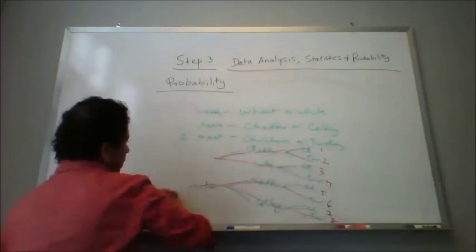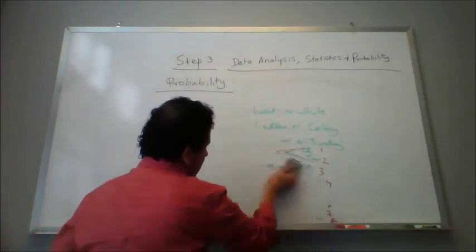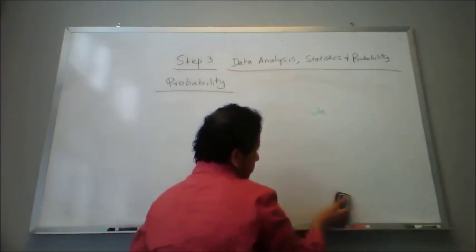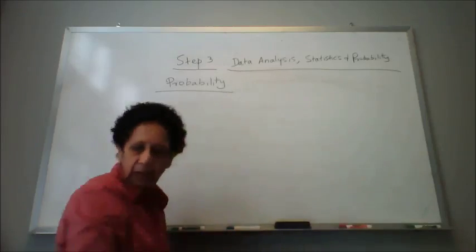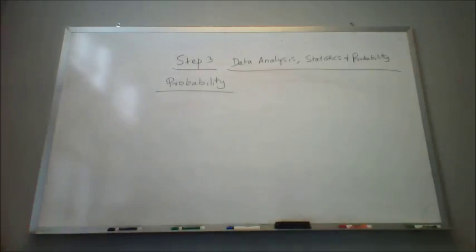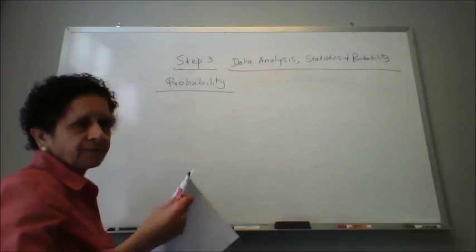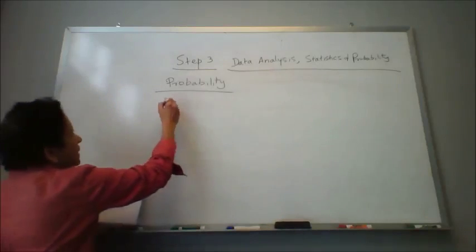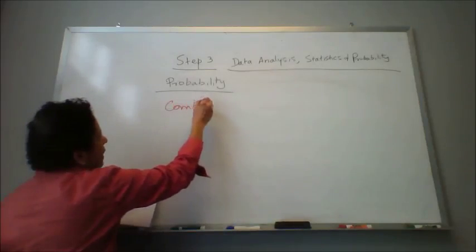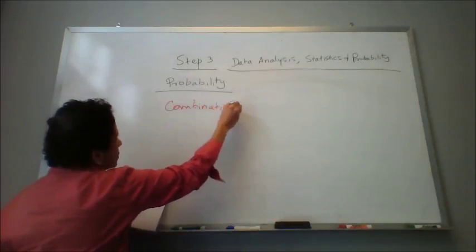So that's one counting principle, and then there are 2 other counting principles, okay? The next counting principle is called combinations, okay? Again, I'm going to use an example to explain that. So what do I mean by combination?